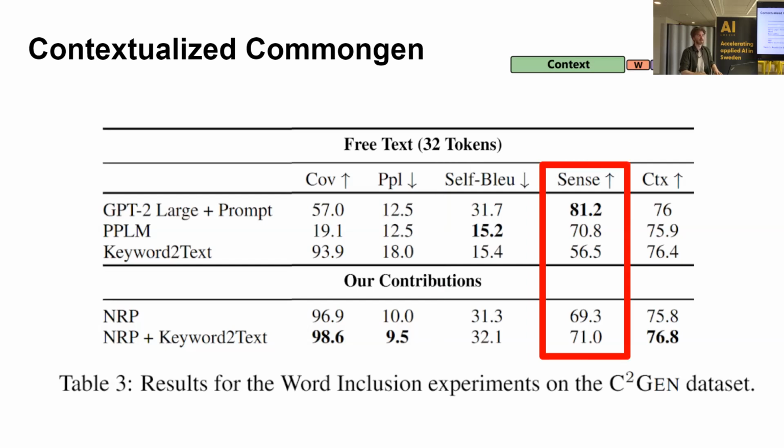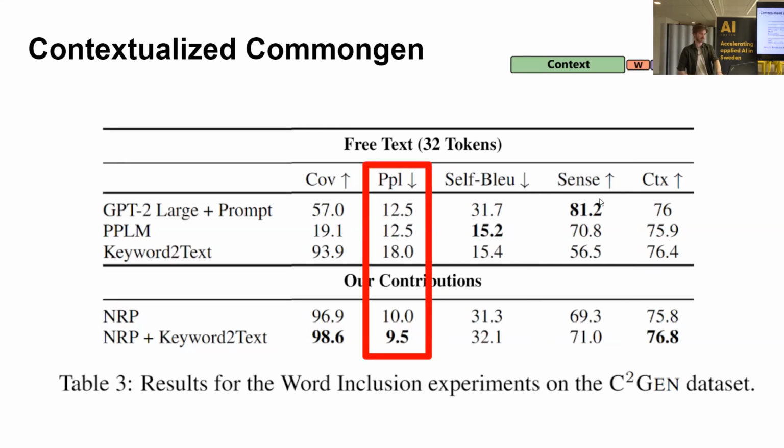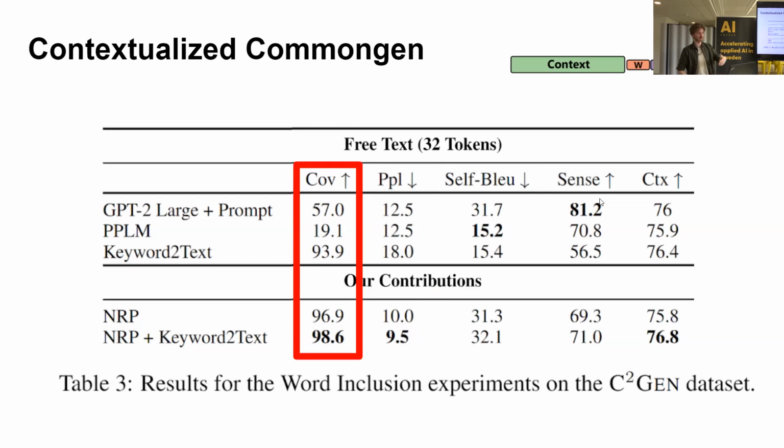Common sense, it does a little bit worse than GPT large plus prompting. And it's worth noting out here that all of these methods here are using the same language model. All of them are using GPT-2 large. So the reason why we probably have a lower sense is that we're focusing so much more on the coverage task. So GPT-2 large has a slightly above 50% coverage only. So it probably has a little bit more focus on generating sensical text.